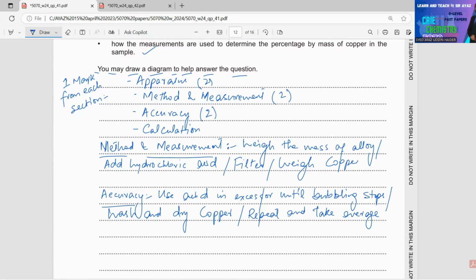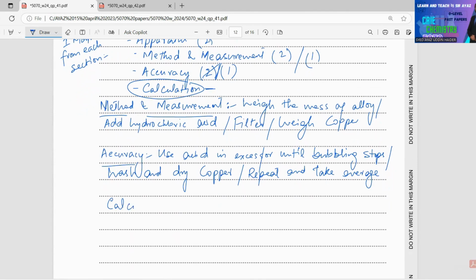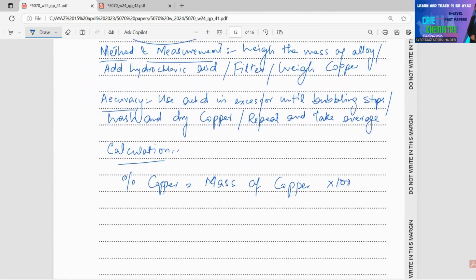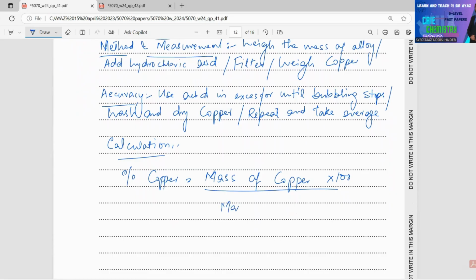Now I got 6 marks here. But the point is that you have to write one statement for calculation also. It's very important. So you can write any one from accuracy or any one from method and measurement. So for the calculation, which is very important, percent copper. How are you going to find the percentage? Mass of copper multiplied by 100 divided by mass of alloy. In this way, you can gain full marks for this question.